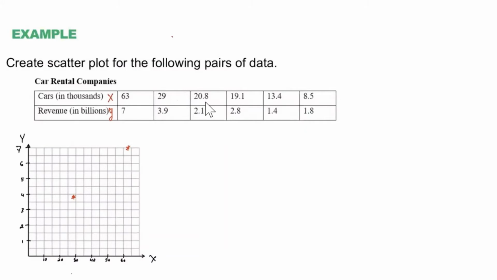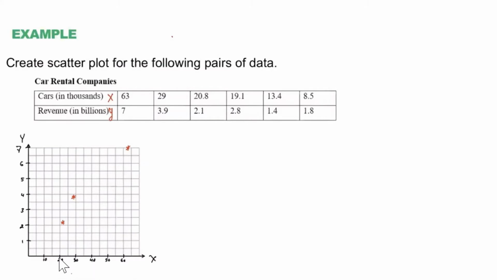Then we have 20.8, which is very close to 21. So you can say 20.8 is a little bit above 20. And then we have to go to 2.1. From there, we have to go to 2 and a little bit up, 2.1. Like that, 2.1.